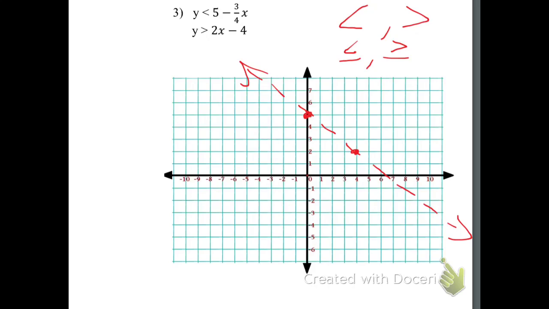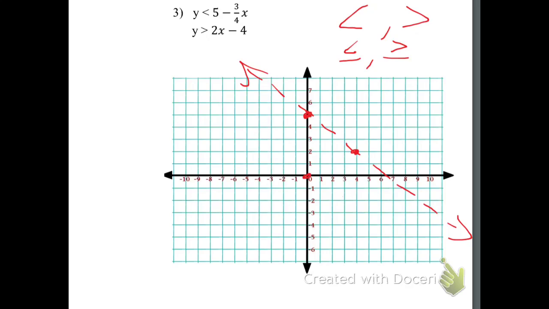Now we just have to figure out which side gets shaded. If you're not sure, pick a point. I typically like to pick the point 0, 0. You can pick any point that's not on the line, and you plug it into your equation. If you get a true statement, you're going to shade that direction, which would be that way. If it's false, you will shade the other direction, which is that way.